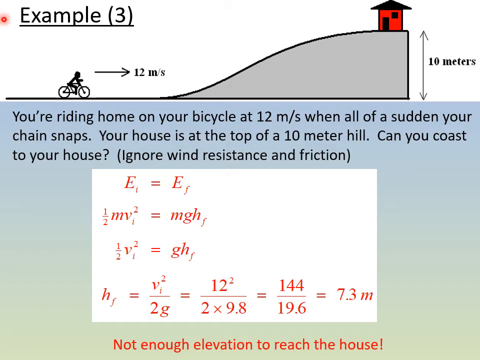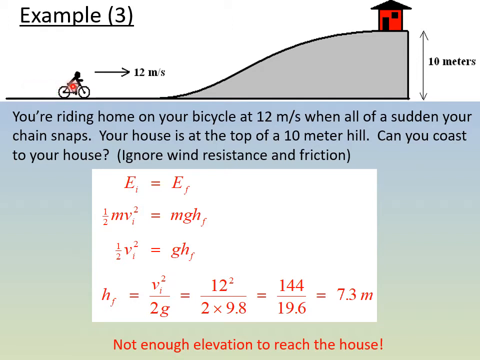Here's example number 3. You're riding home on your bicycle at 12 meters per second when all of a sudden your chain snaps, meaning you start coasting. Your house is at the top of a 10-meter hill. Can you coast to your house? Ignore wind resistance and friction. So here's the picture of what's going on.